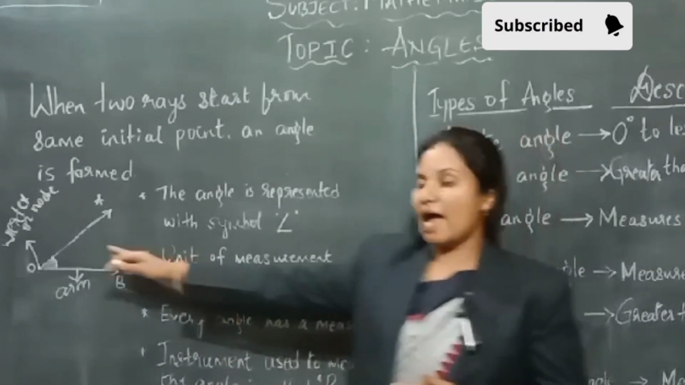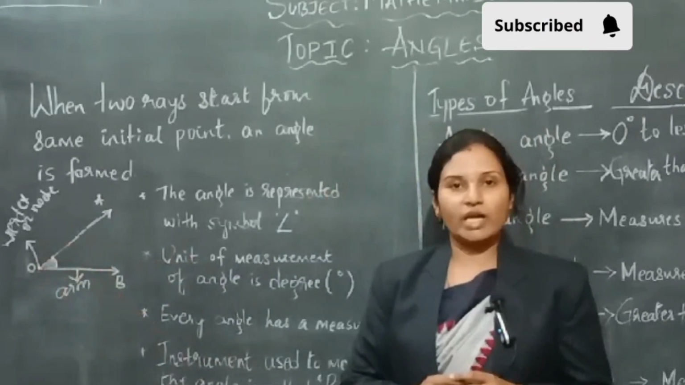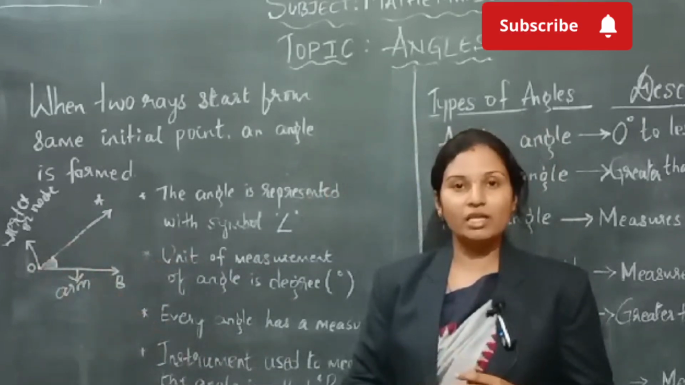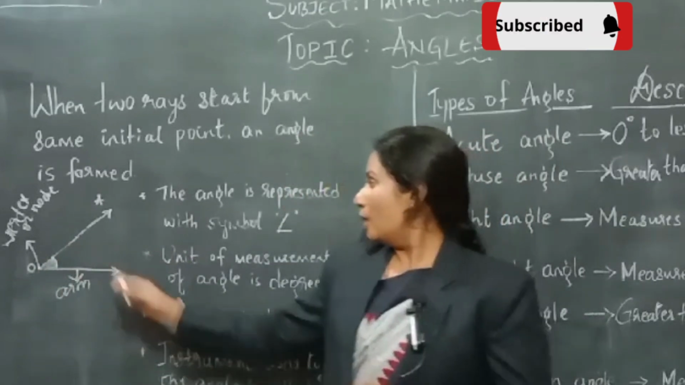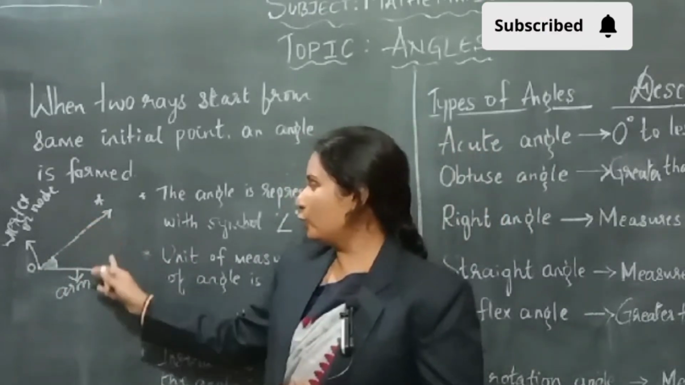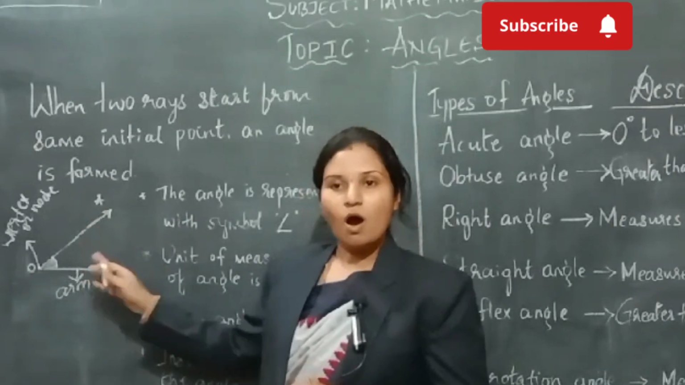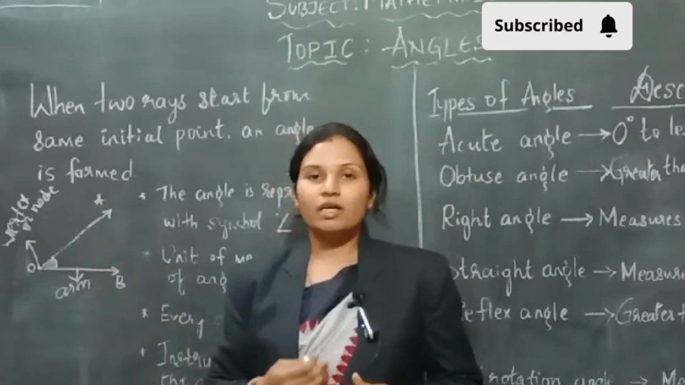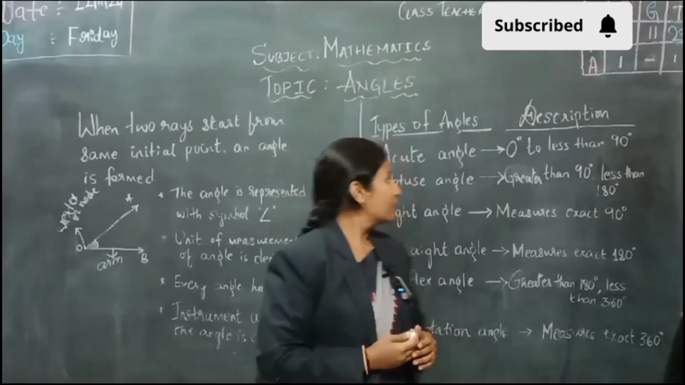To measure the angle between two arms, we use the instrument called a protractor. How to measure the angle? We will discuss it later. Now, based on the opening of these two rays, there is a classification made on types of angles. Now, let's focus on what are the types of the angle.